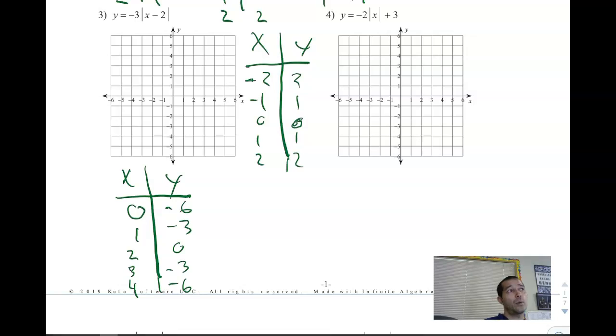Then I can just plot the points, okay? 0, negative 6 is down here. 1, negative 3, okay? 2, 0, okay? 3, negative 3. And then finally 4, negative 6. So those are 5 good points. Makes sense because it looks like this is an absolute value equation that moved to the right 2 and that also got flipped, okay?